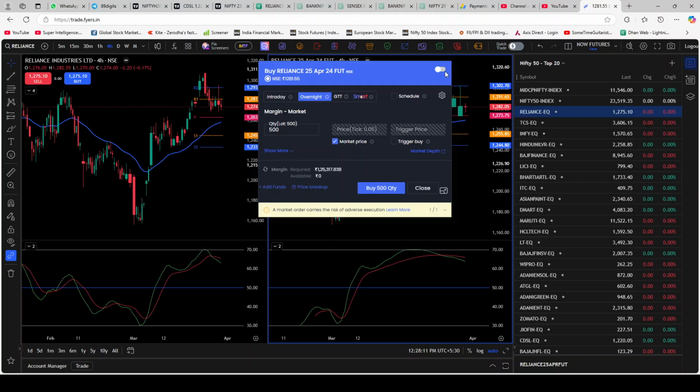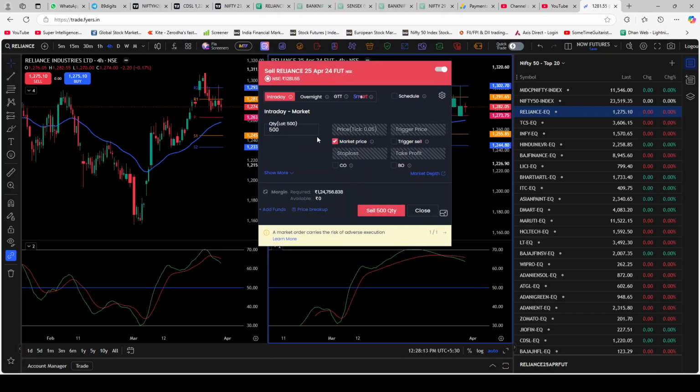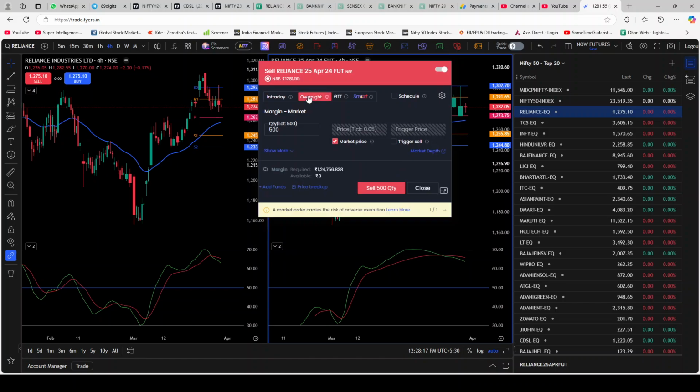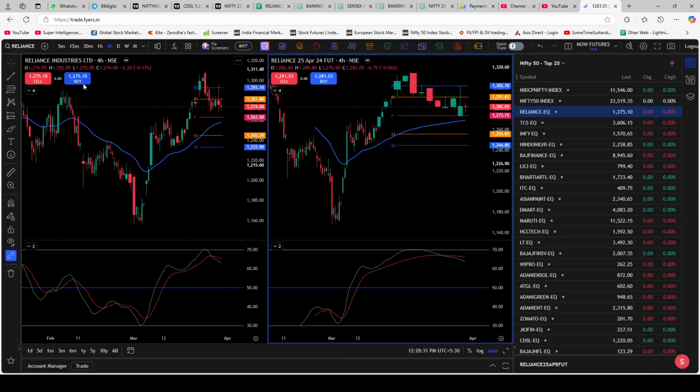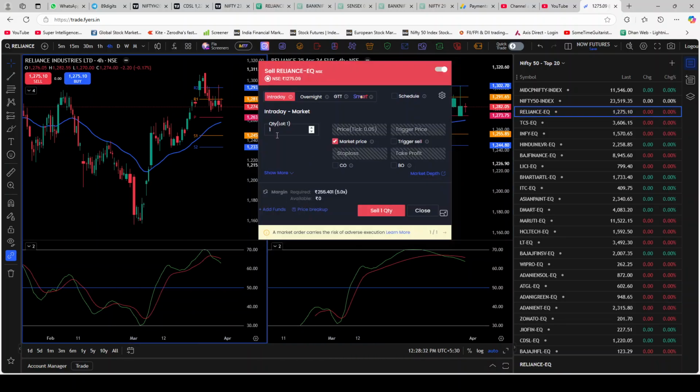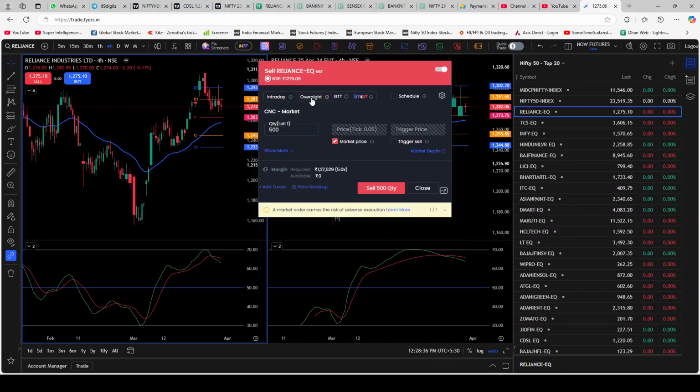And the beauty is, even if I sell 500 shares, say I'm shorting 500 shares overnight, I will still require the same amount. The amount does not increase. So if I want to hold a short position for the next 4 days, it's the same. It's 1,24,000 rupees. But if I want to short in the cash segment, in cash and carry, and carry this overnight, it'll be above.